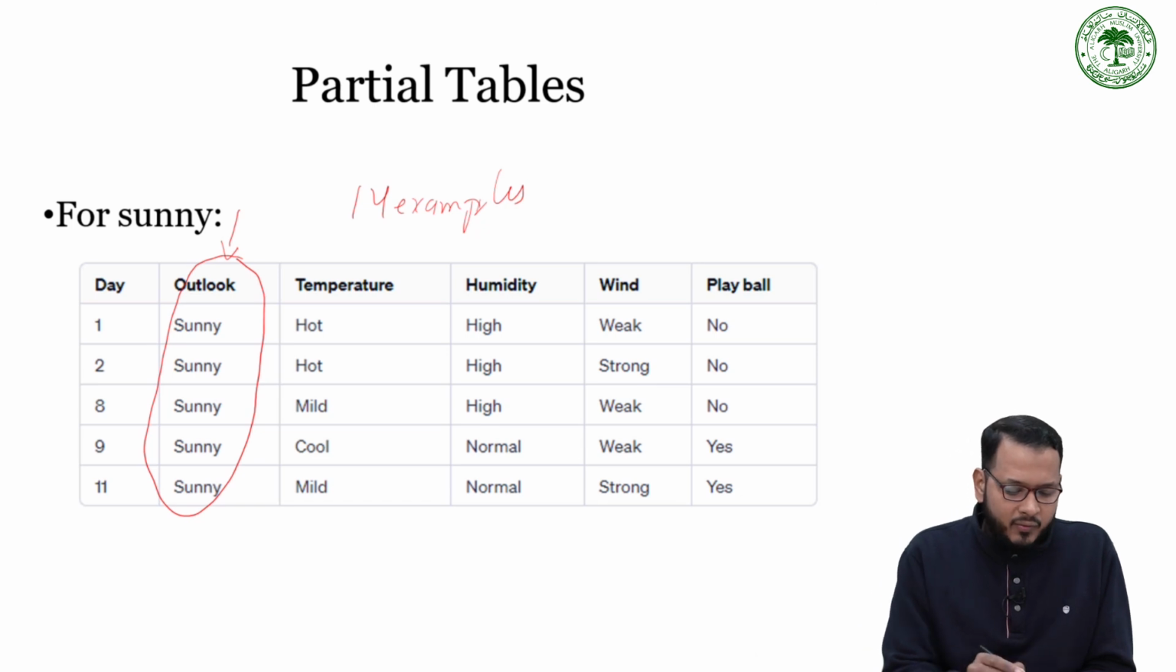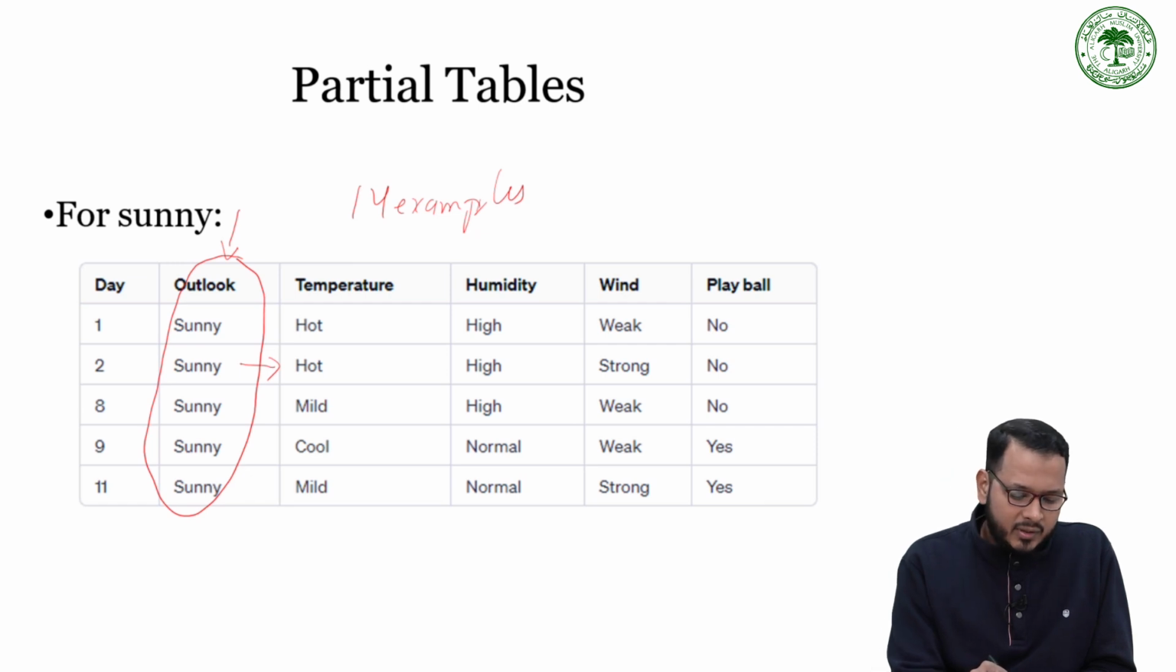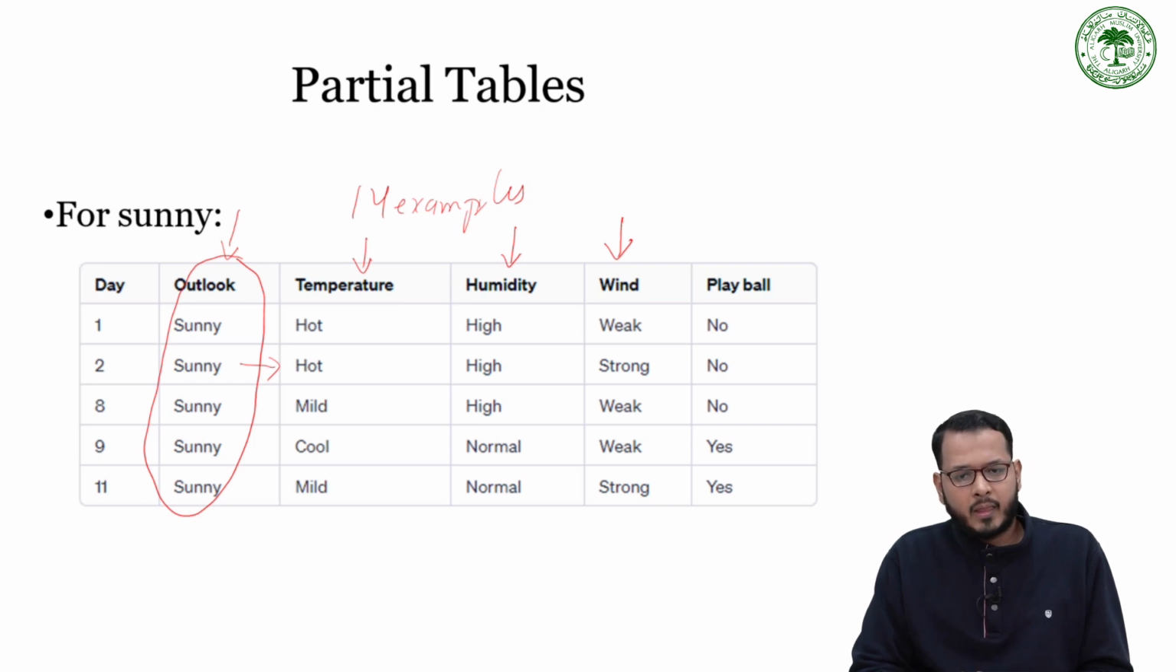That is, when the outlook is sunny, which further attribute we need to check? Either we need to check temperature, or we need to check humidity, or we need to check wind. For all these three attributes, we will do exact same process of entropy calculation. And the attribute which will give us the minimum entropy will be considered next after outlook being sunny.